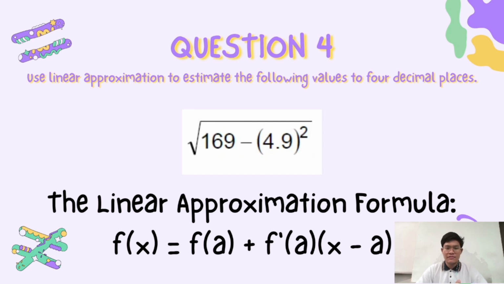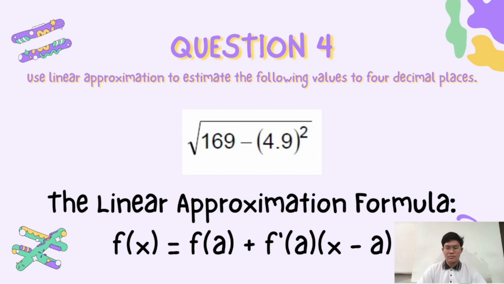Alright, so now we are at question 4. For question 4, our question is: use linear approximation to estimate the following value to 4 decimal places. Our question is square root of 169 minus 4.9 in parentheses to the power of 2. So, as the question states, use linear approximation. When they say use linear approximation, we already know the formula that we need to use. The linear approximation formula: f(x) equals f(a) plus f prime(a) times (x minus a).